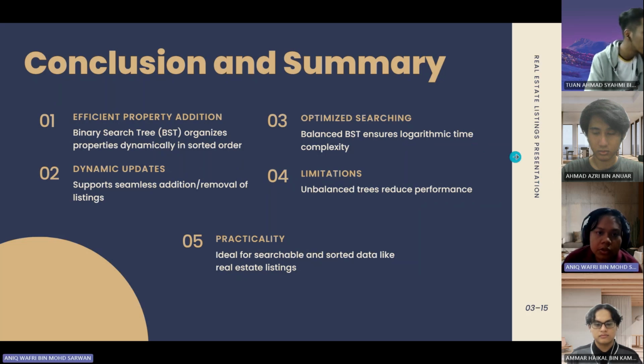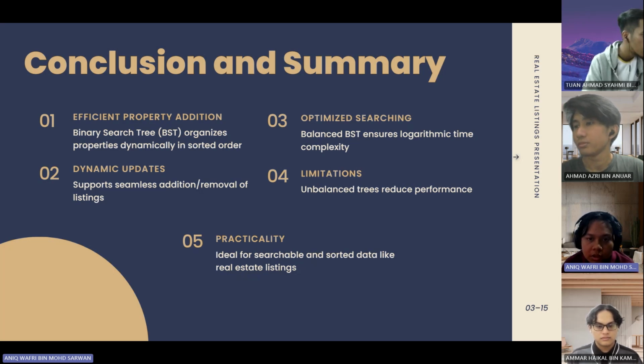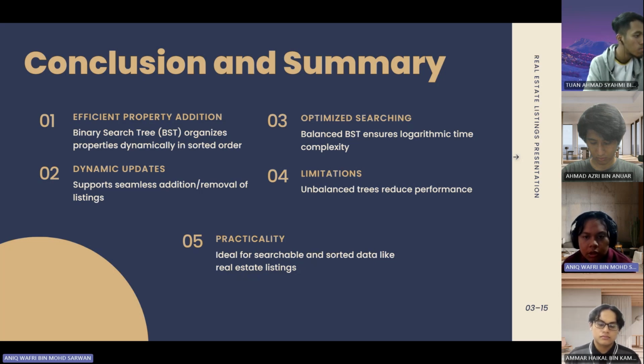So finally, in the conclusion, there's 5 points. The first one is efficient property addition, which means when the user adds a property, the BST dynamically inserts it into the correct position based on the key, such as price or ID, ensuring the tree remains sorted. This efficient organization is key to quick retrieval. Next, the dynamic updates. What it means is the system handles updates in real time, so adding properties doesn't disrupt the structure. Then the optimized search. Operations like searching remain fast due to the logarithmic time complexity of a balanced BST. However, I point out this performance depends on keeping the tree balanced.